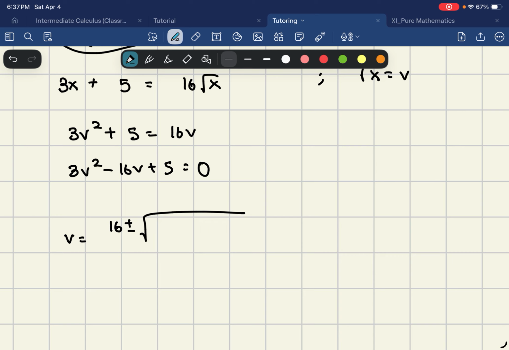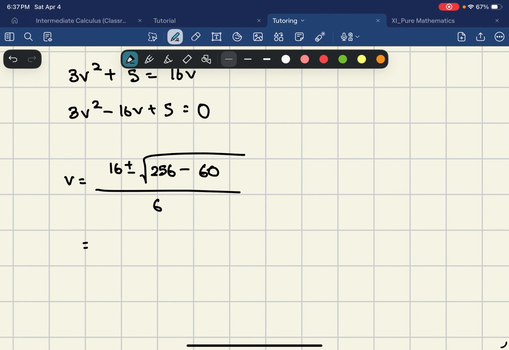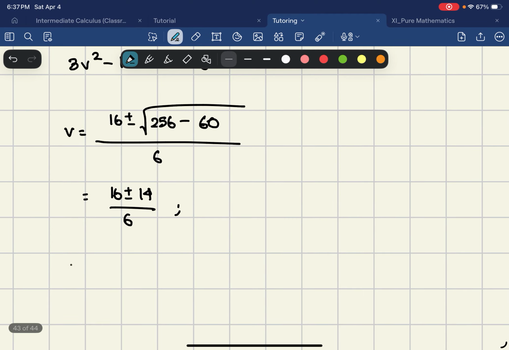So if you use the formula, you get this expression. And 256 minus 60 is 196. So 16 plus or minus 14 divided by 6 is what you will get. So therefore, v is, if you add them together, you get 30 over 6. That is just 5. Or if you subtract them, you get 2 over 6. And 2 over 6, I believe, is 1 over 3. So square root of x is equal to 5, or square root of x is equal to 1 over 3.